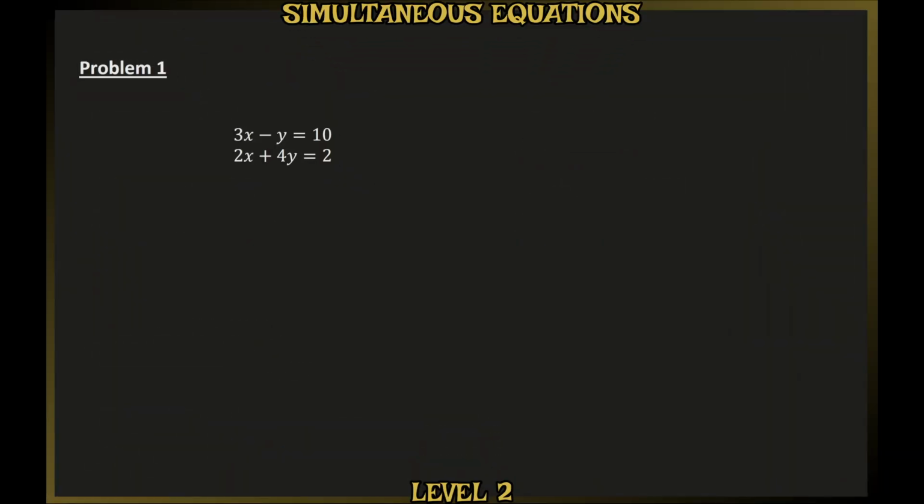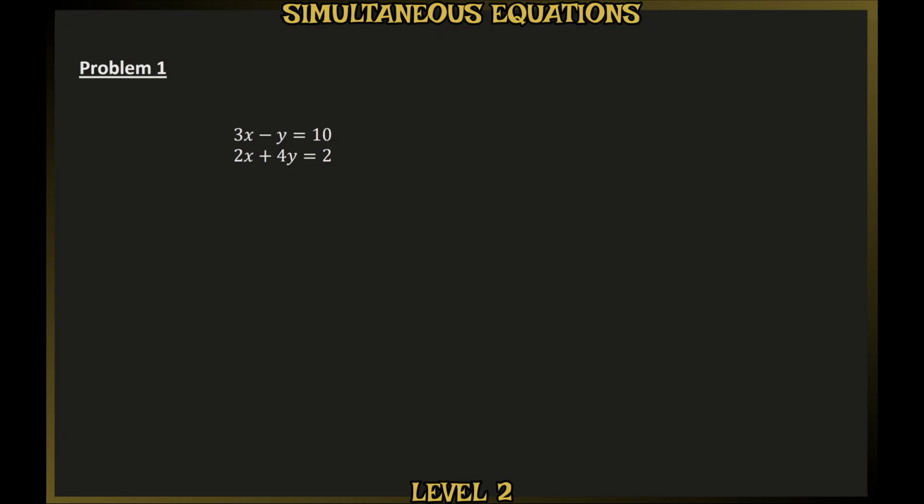In problem 1, we're solving 3x minus y is equal to 10 and 2x plus 4y is equal to 2. Now we'd like to eliminate one of the variables, and this means we either need to get rid of the x's or get rid of the y's. But in order to do this, we need those x's or y's to have the same number in front of them, and at the moment they don't.